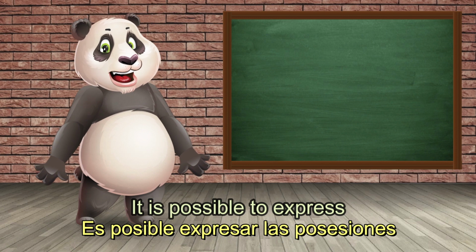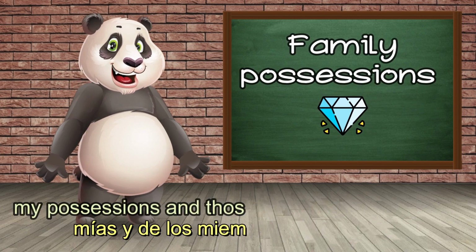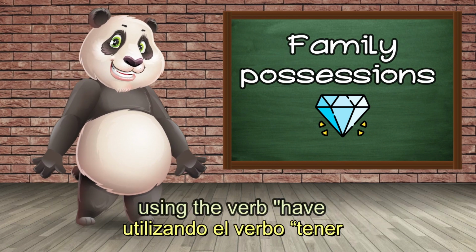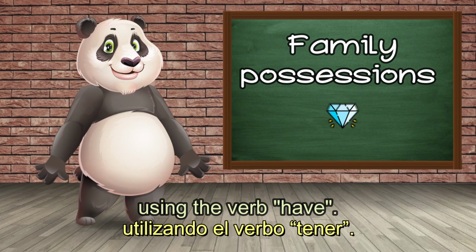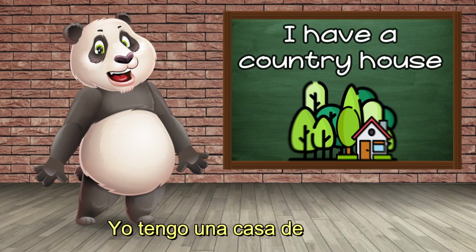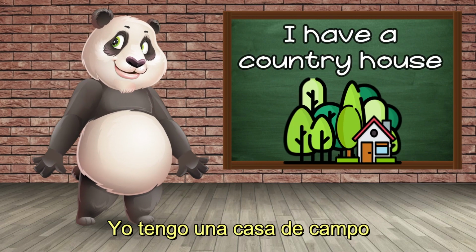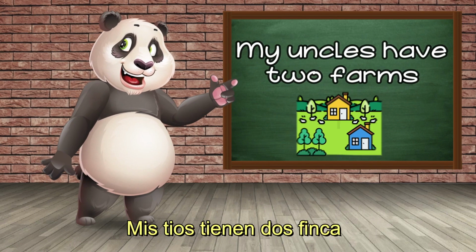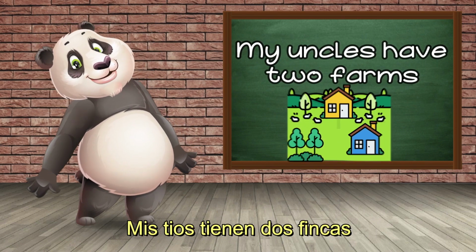It is possible to express my possessions and those of my family members using the verb have. For example, I have a country house. My brothers have several cars. My uncles have 2 farms.